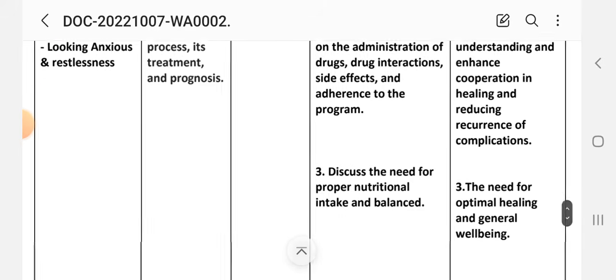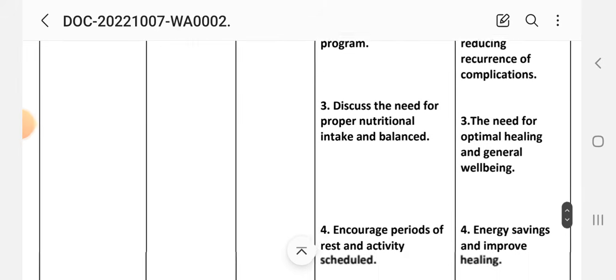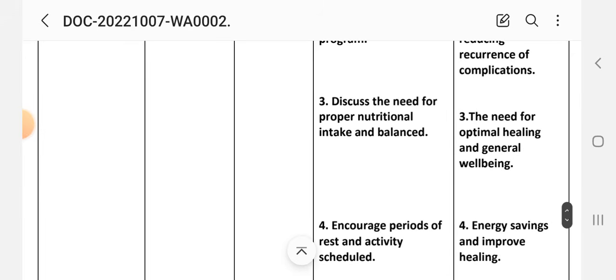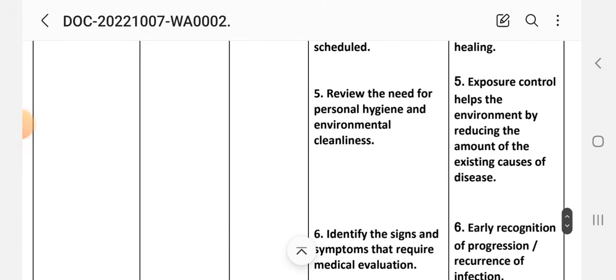Number third intervention: discuss the need for proper nutritional intake and a balanced diet. Rationale will be the need for optimal healing and general well-being. Number fourth intervention: encourage periods of rest and an activity schedule. Rationale will be energy saving and improved healing. Number fifth intervention: review the need for personal hygiene and environmental cleanliness. Rationale will be exposure control, helping the environment by reducing the amount of existing causes of disease.